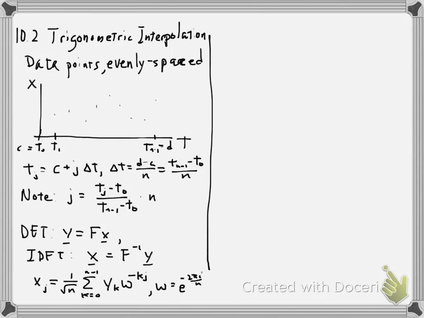So now if we substitute this into our formula, we have x sub j equal to 1 over the square root of n, sum from k equals 0 to n minus 1, y sub k e to the I 2 pi kj divided by n. So I've moved the I in front now.